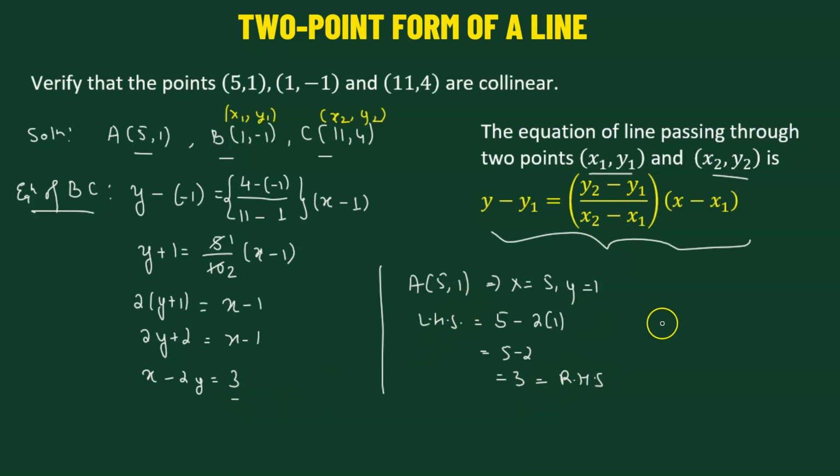So we can say that the points A, B, and C are indeed collinear. That means they lie on the same line. So hence, we have successfully proved the problem.